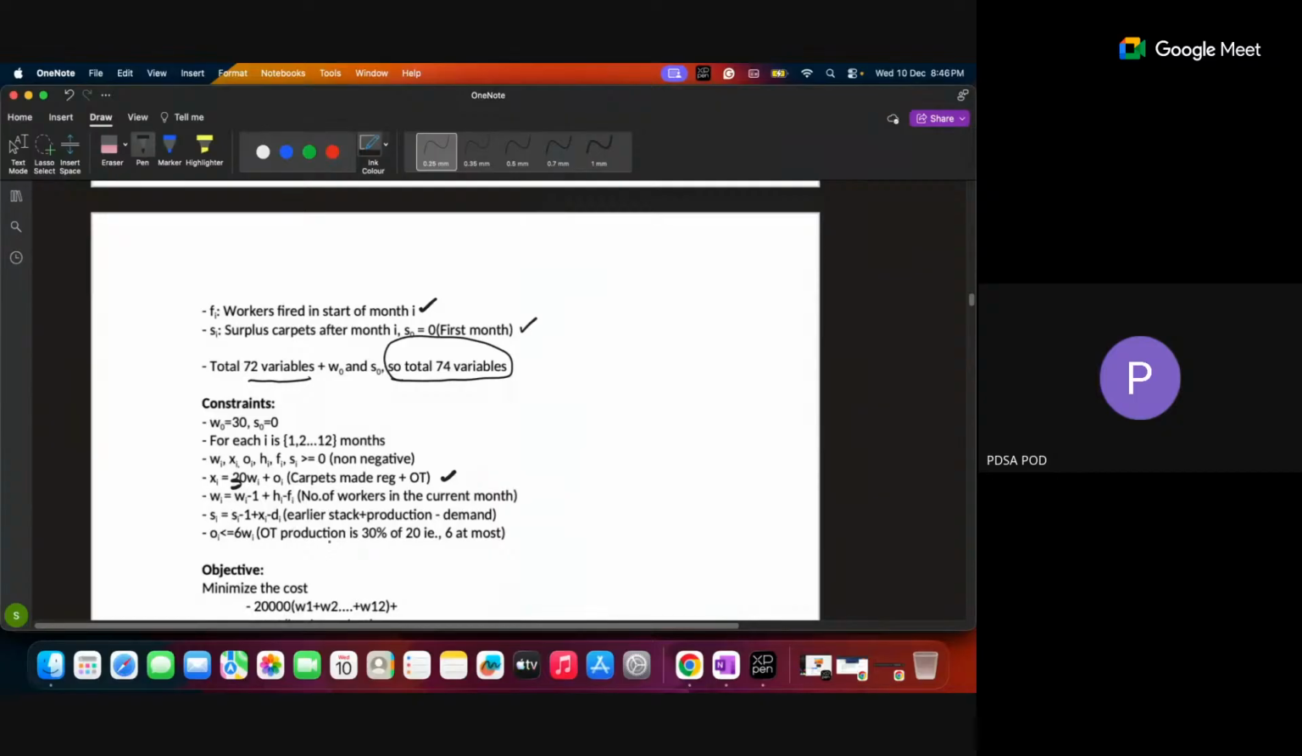Similarly, earlier stock, actually it is not stack. Earlier stock plus production minus demand. Whatever remaining is there, you have to put it in the storage, which is called the warehouse. And OT production is 30%. That is 20 of that, 6 at most. We don't say the exact value, but it's okay. At most it is 6.